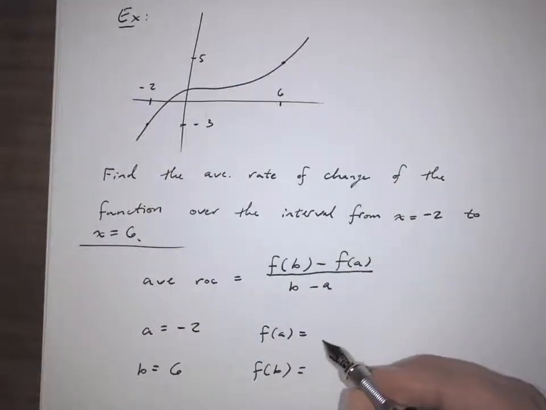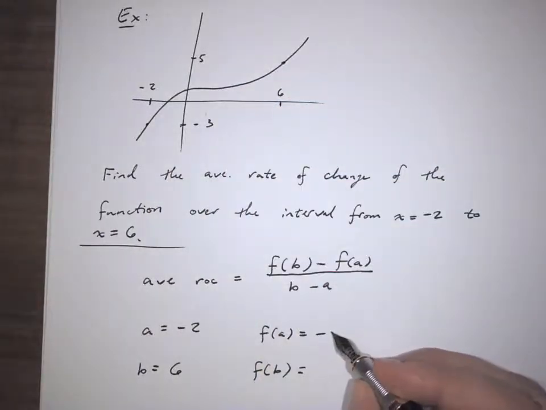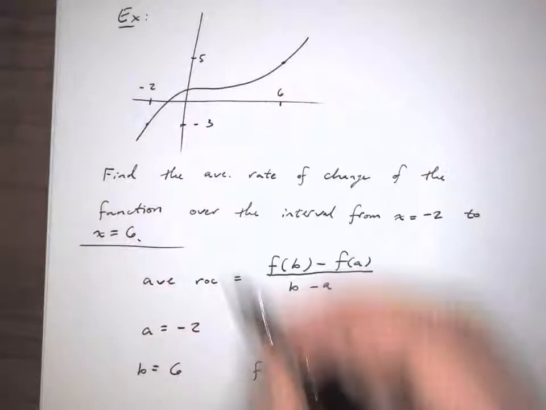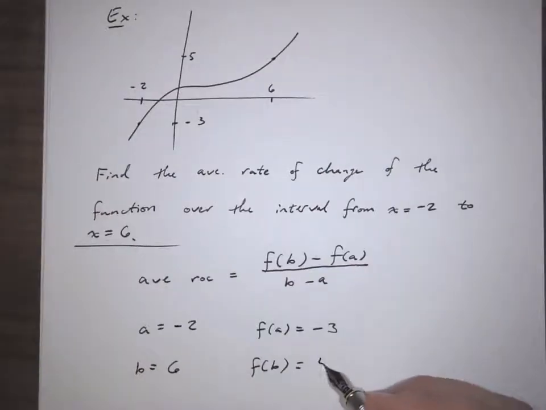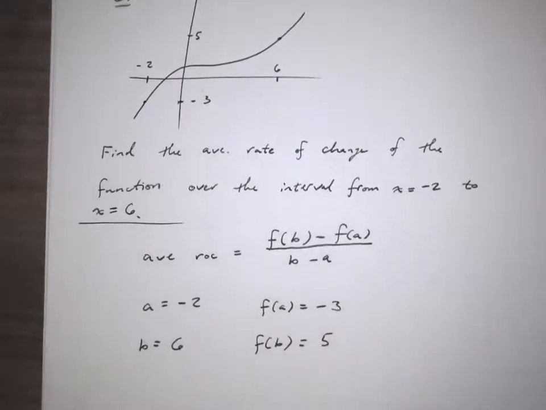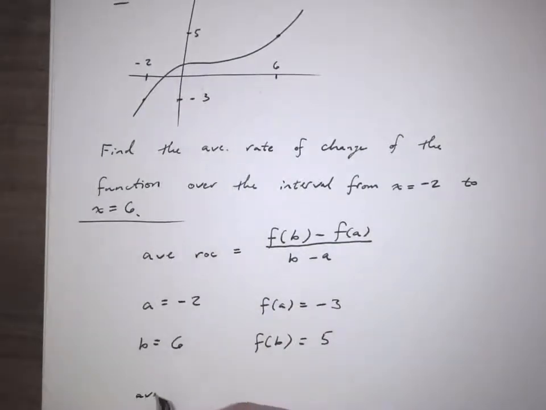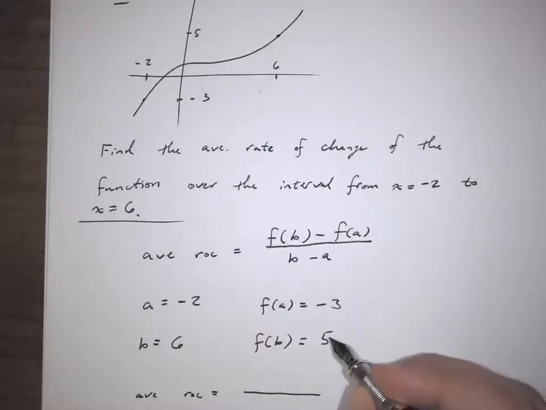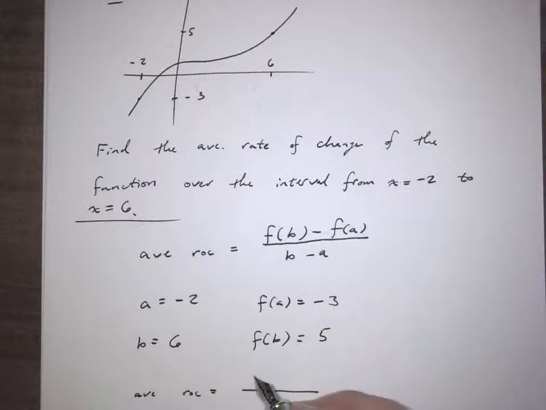So f of a, based on the graph here, is going to be -3. F of b, based on the graph, is going to be 5. And so those are the two y values that correspond with those two x values. So then what that means is that the average rate of change is going to be this minus this, f of b minus f of a, divided by b minus a.